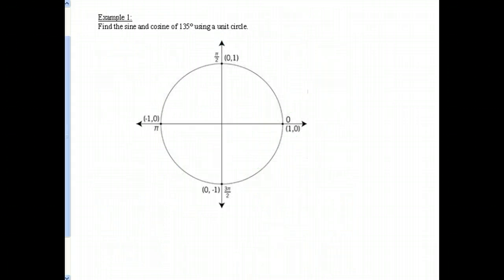So here's a typical example. In this case, it says find the sine and cosine of 135 degrees using a unit circle, which is really saying let's find the exact values for the sine and cosine of 135 rather than plugging it into our calculator and getting an approximate value. First thing you want to do is draw the angle. We certainly should be able to see that 135 degrees ends in the second quadrant. So we will put it about there.